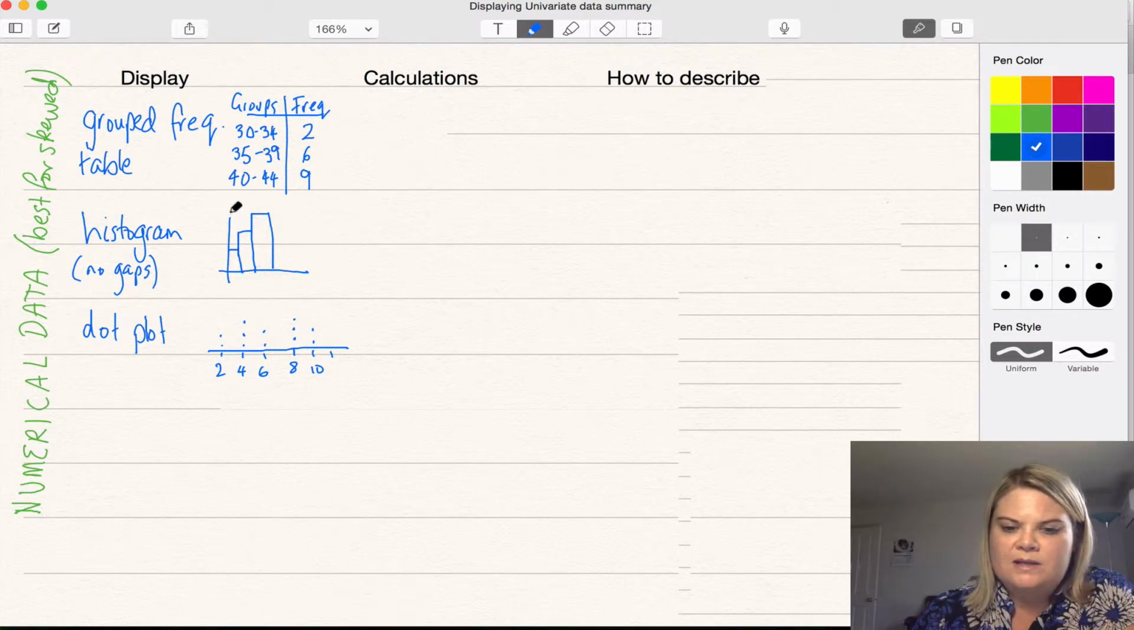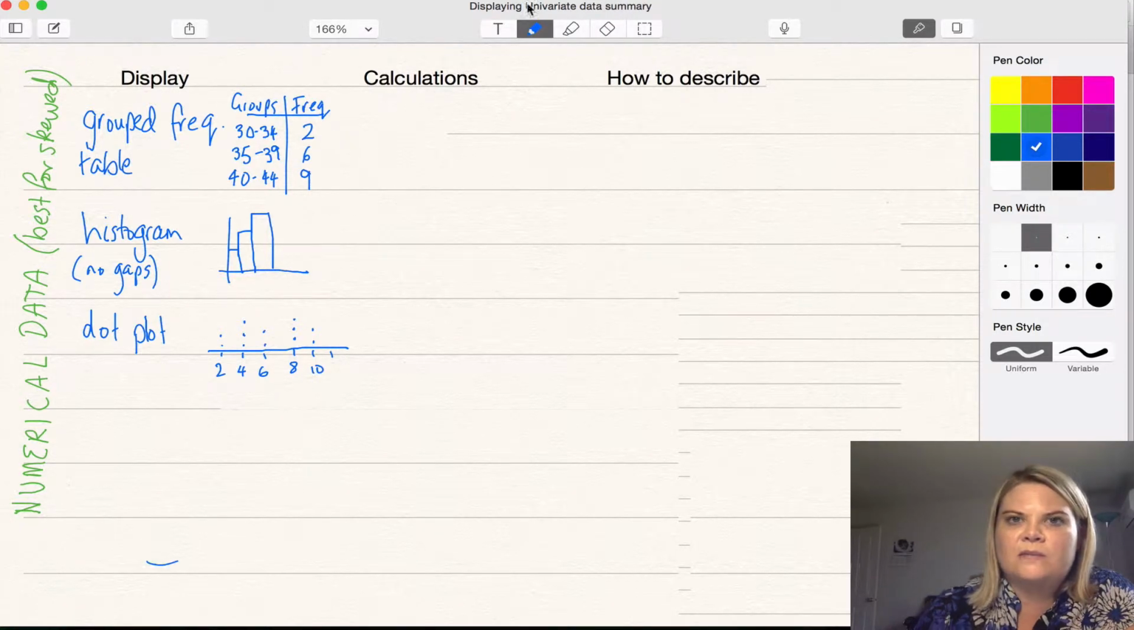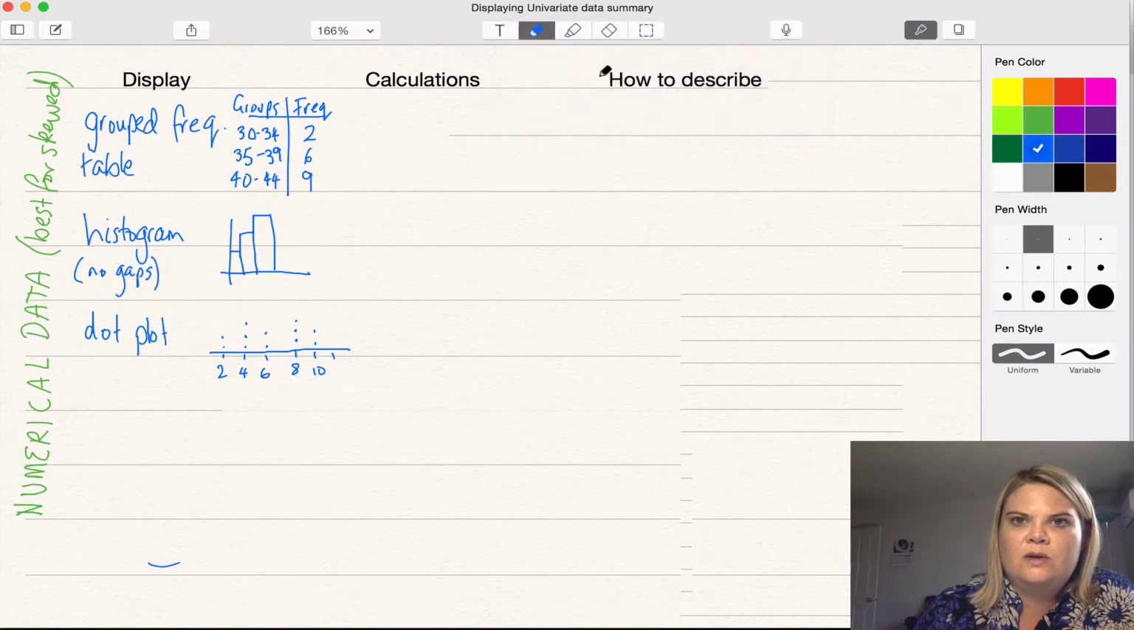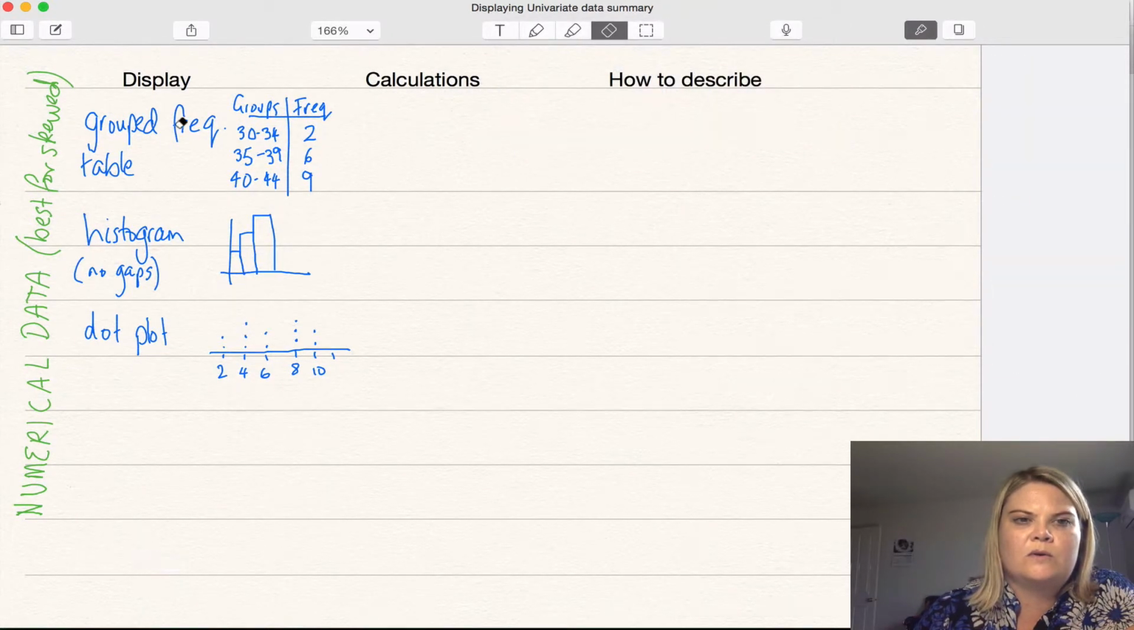These displays are best for if you have a skewed distribution. If you have a symmetric distribution, you can use the second one I'm about to show you. But for skewed, these 3 work, along with the next 2 that I'm going to go through as well.